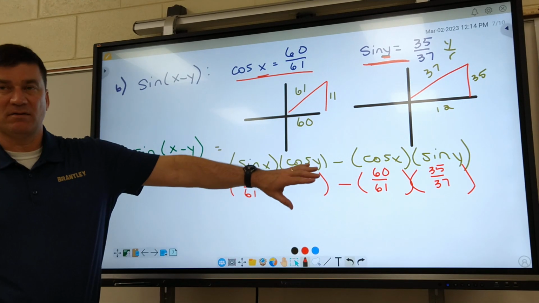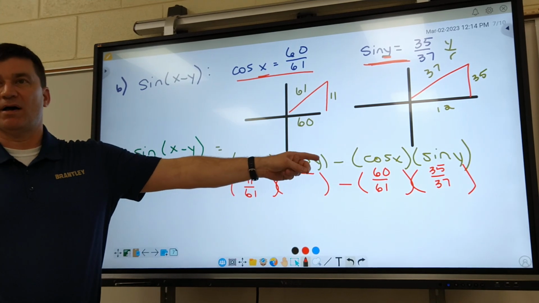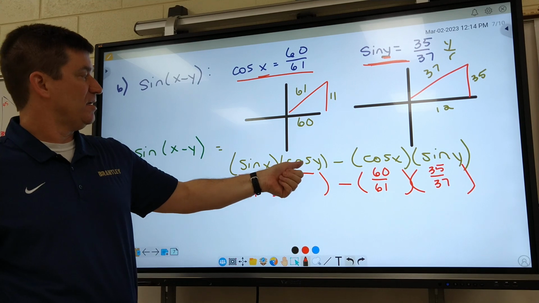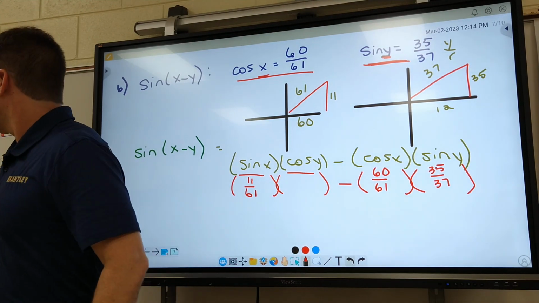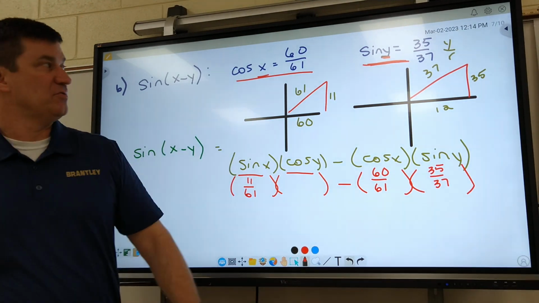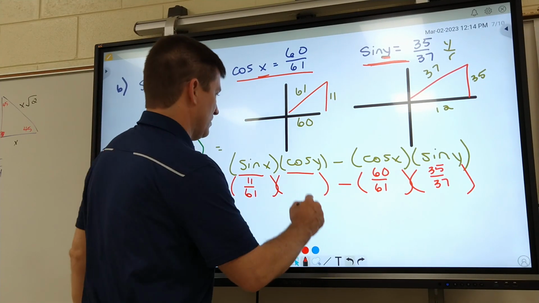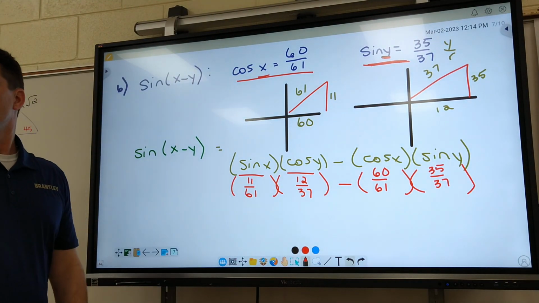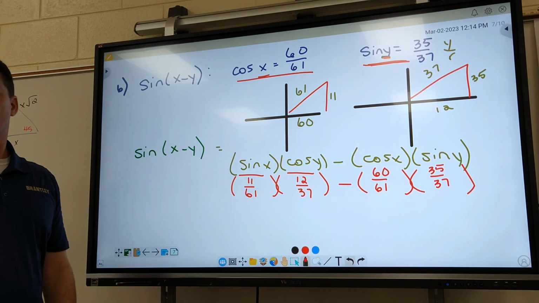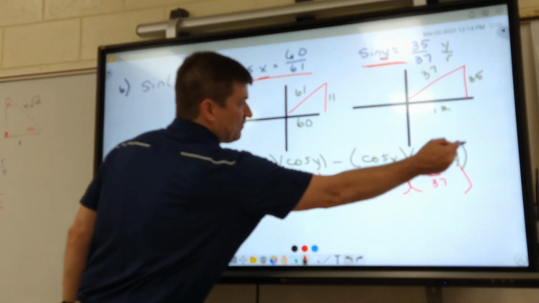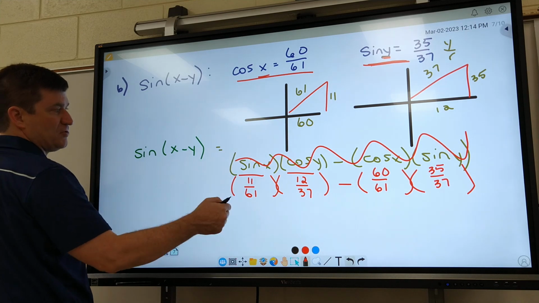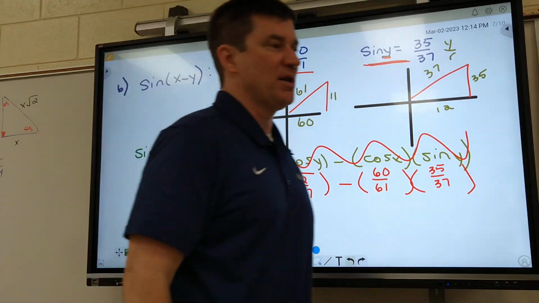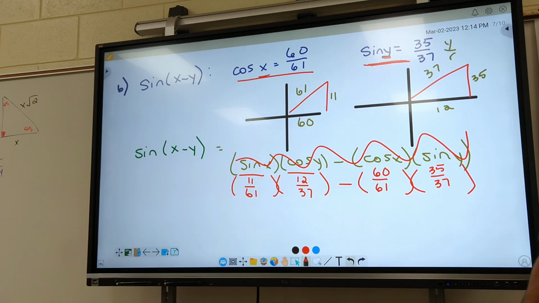Okay, for this spot, it says cosine of y. So it's asking you to look at the second triangle. Cosine is x on top over hypotenuse. So it'd have to be 12 over 37. Okay, remember, I don't care if y'all write that formula down or not. I do want you to write this down though. Now type that in your calculator and you will have your answer.